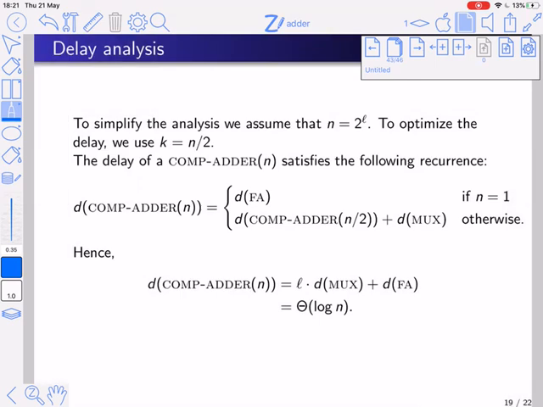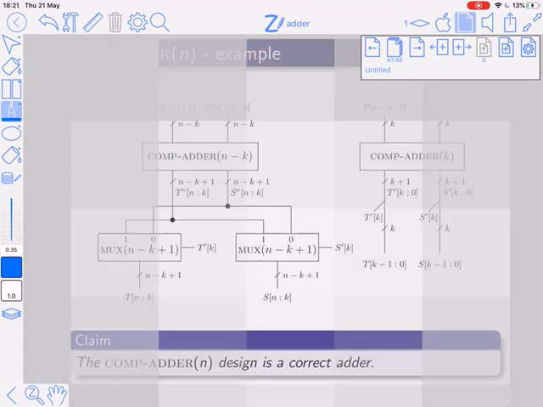Let's analyze the delay of the compound adder. I claim that again, I'll use powers of 2 and assume that k is n over 2. Then the delay satisfies the following recurrence. Let's try to understand why this is the recurrence.